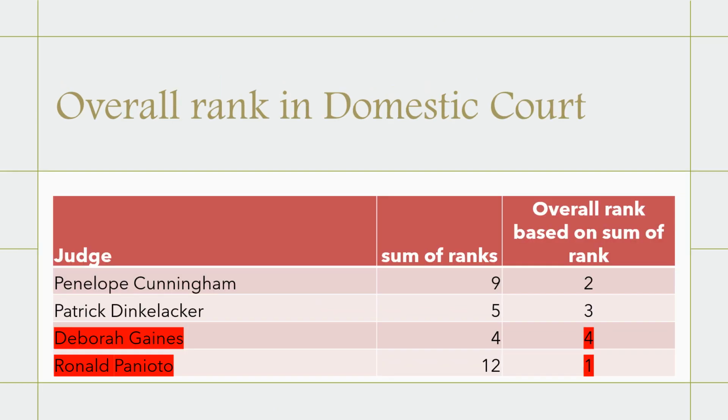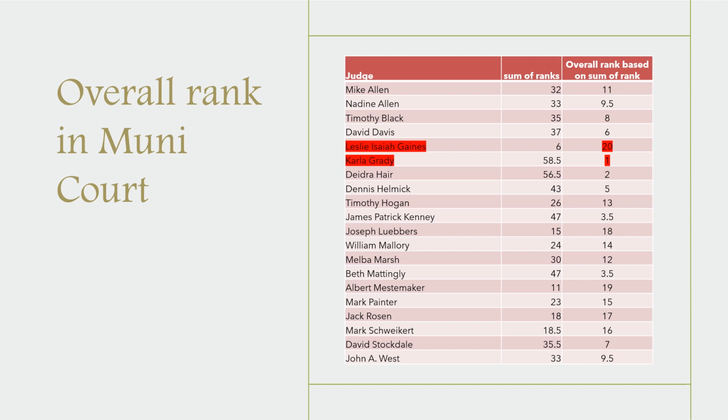We followed the same logic as for the common court in the domestic court, and we found out that the judge that is likely to deliver the most accurate results is Ronald Paniotto, and the judge that is likely to make more mistakes is Deborah Gaines. Regarding the municipal court, the judge that is likely to deliver the most accurate results is Carla Grady, and the judge that is likely to make more mistakes is Leslie Isaiah Gaines.